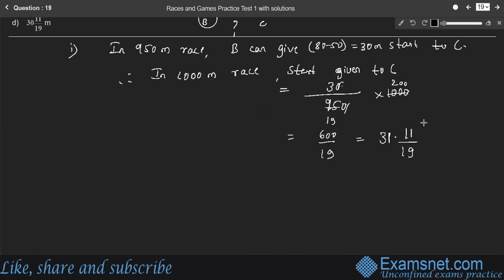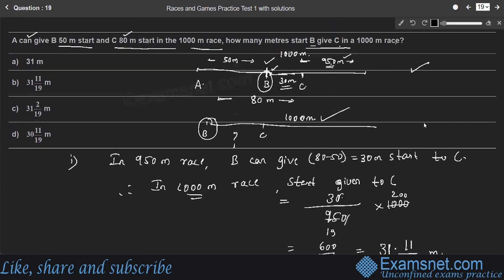So 31 integer 11 by 19 meter start was given to C in the 1000-meter race, right? So the distance between B and C is 31 integer 11 by 19 meter. This much start was given to C in the 1000-meter race. Hence, option B is the right answer.